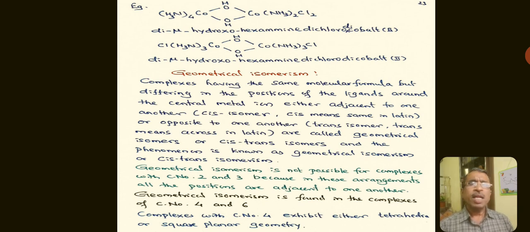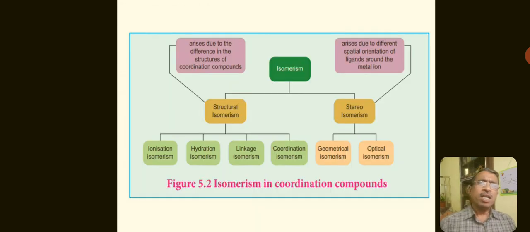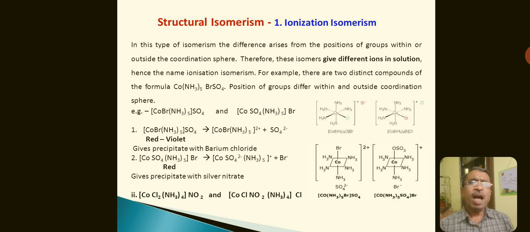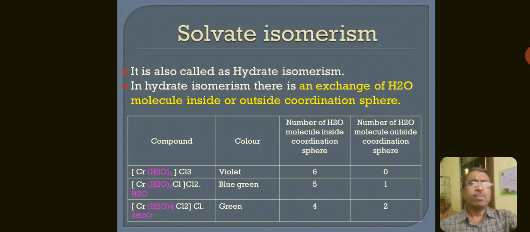Students, let us study the geometrical isomerism in the next class. Before that, here I have shown a diagram of isomerism in coordination compounds, which I have already explained. Here I have shown the ionization isomerism and the various examples for ionization isomerism. Here it is a solvent isomerism or hydrate isomerism.